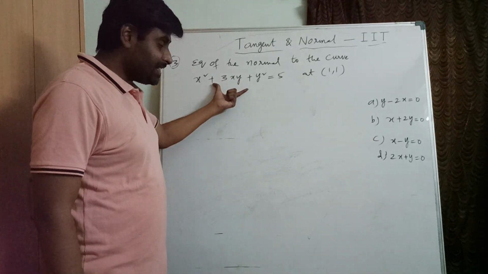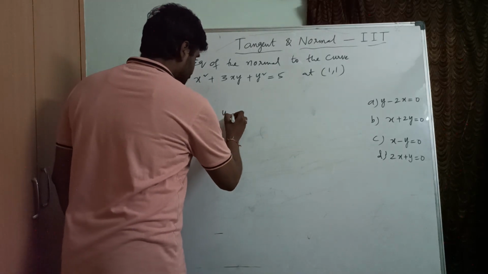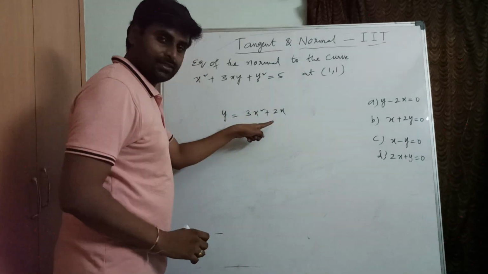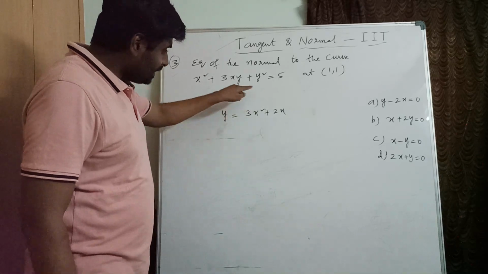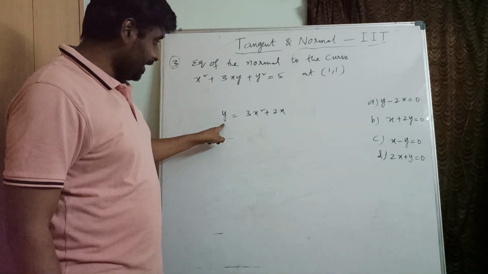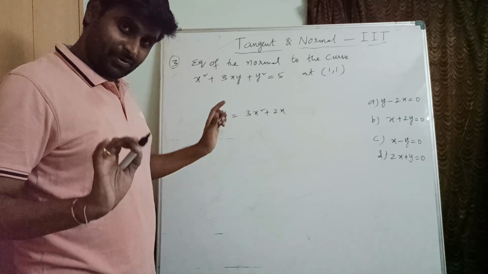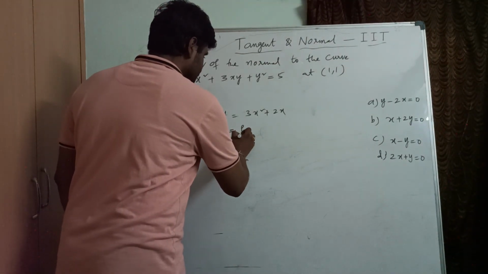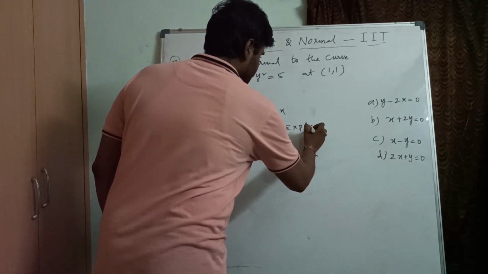So is this an implicit function or an explicit function? For example, whenever you are given y equal to one function in terms of x, this is an explicit function. Generally differentiating an explicit function is very easy. Directly we will differentiate both sides with respect to x, so we can get dy by dx from this. It's very easy. Whenever you are given in the form of y equal to f of x, this is an explicit function.